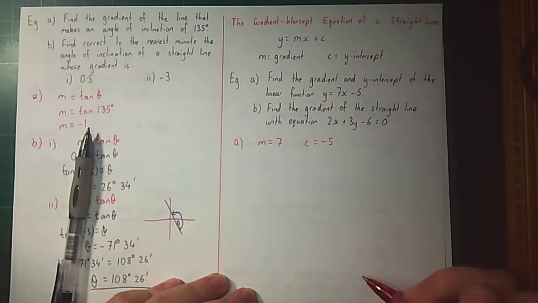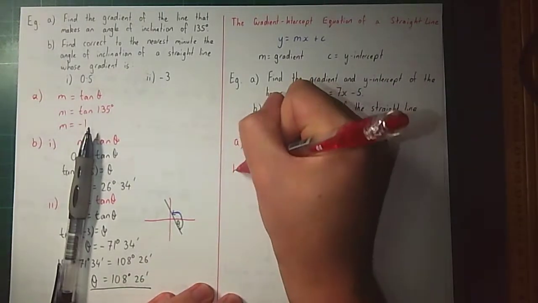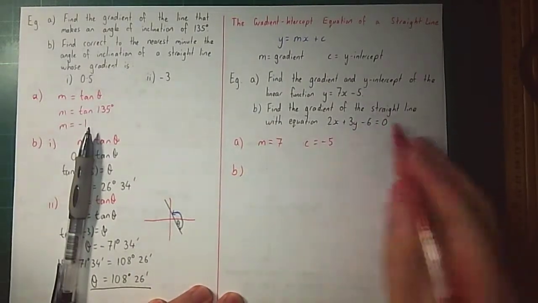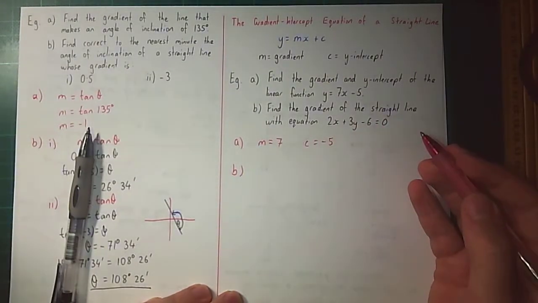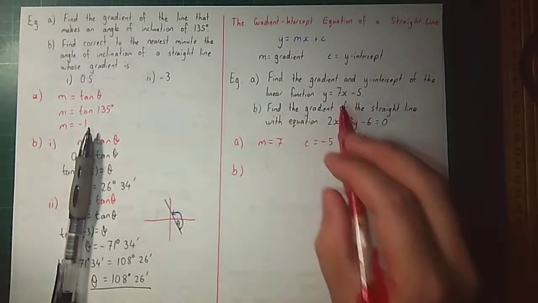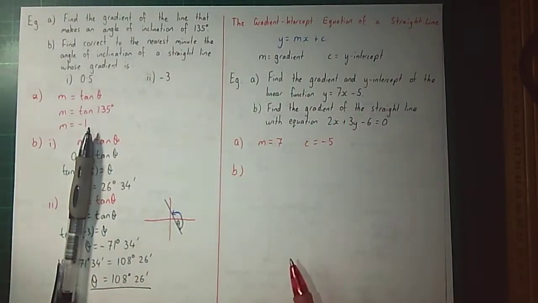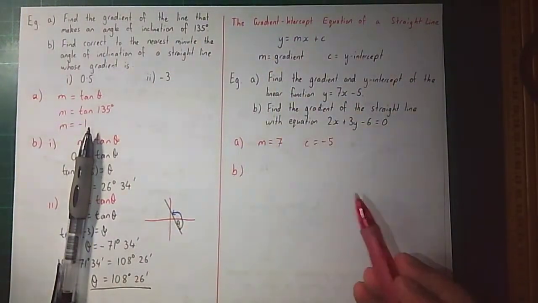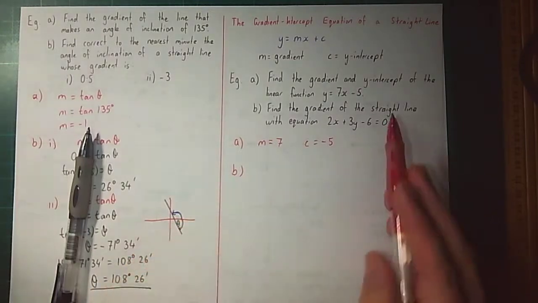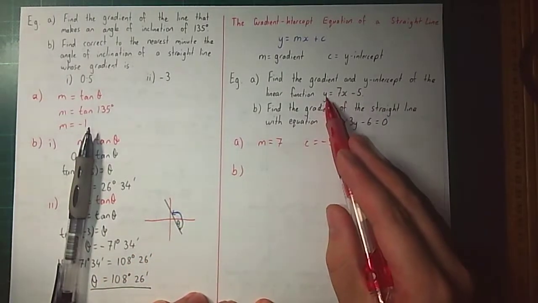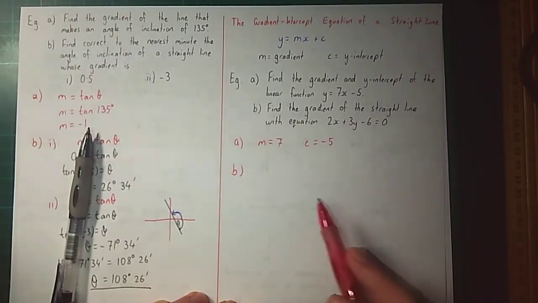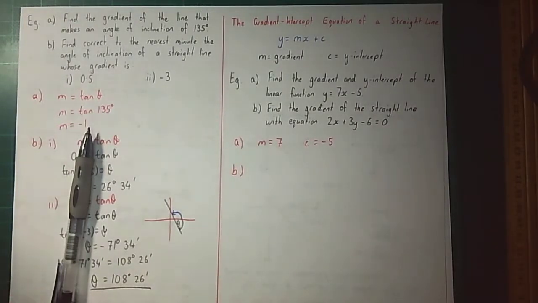Now for B, find the gradient of a straight line with the equation 2x plus 3y minus 6 equals 0. It's the same question, worded a bit differently, but the equation isn't in the form that we want, which is the gradient-intercept equation. What we need to do is get it so we have y by itself and everything else separate, and it will give us our m and our c.